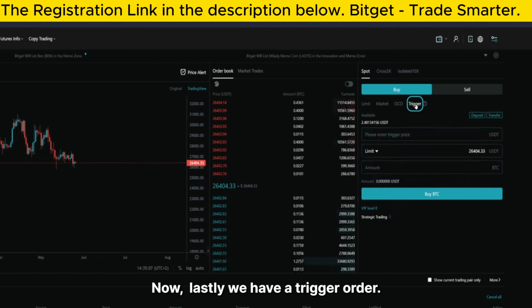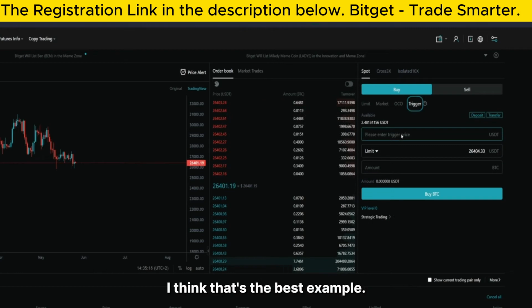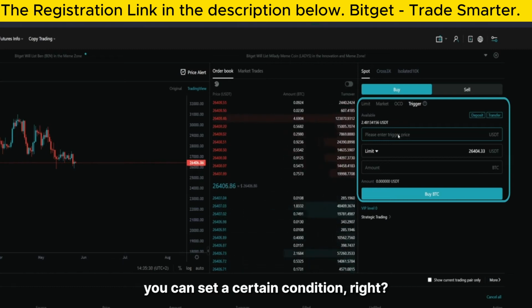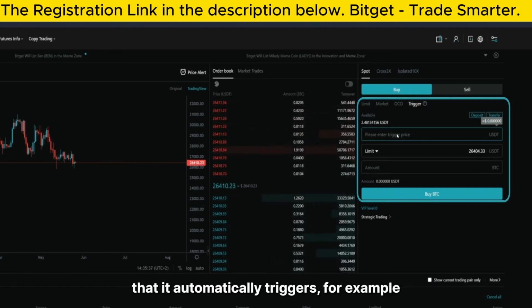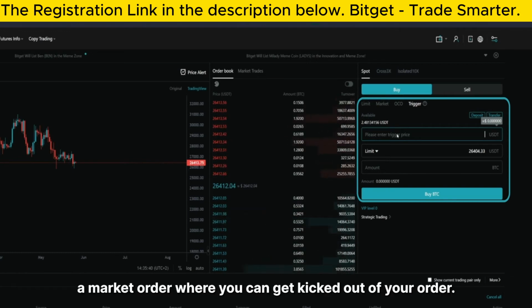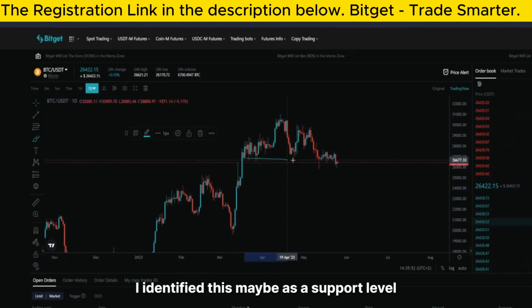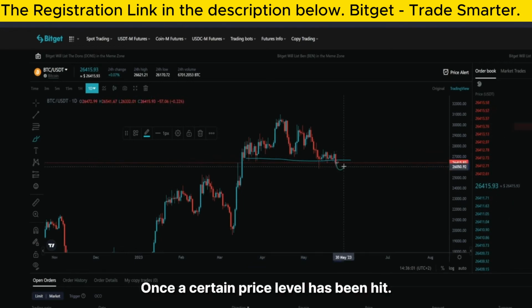Now, lastly, we have a trigger order. This is often used, for example, as a stop loss. I think in the case of a stop loss, that is probably the best example. What this really means is that you can set a certain condition, right? Where if price, let's say, reaches $25,000, it automatically triggers, for example, a market order where you can get kicked out of your order. In this case, I want to trade a breakout to the downside, right? I've identified this maybe as a support level, and I simply want to get into a trade once a certain price level has been hit.